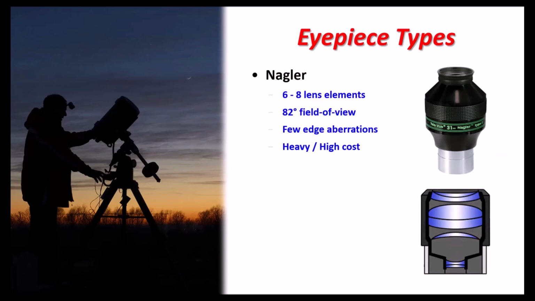They might throw your Dobsonian off balance, and they do tend to have a high cost. The 31 Nagler brand new is around $700, but they've been out for many years. I got mine on Astromart for about $400, which is still expensive, but still, it's worth it. It is an excellent eyepiece.